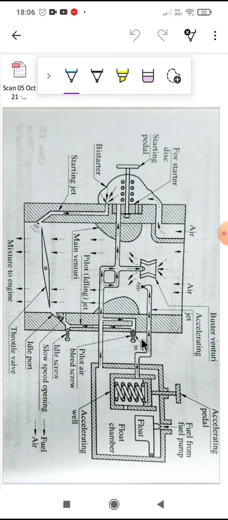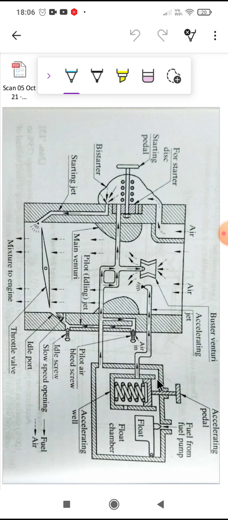Then there is acceleration. During acceleration it is required to inject additional fuel. Therefore an acceleration pump is provided for this purpose. This is the accelerating pedal. When you apply the accelerating pedal here, more fuel will flow.